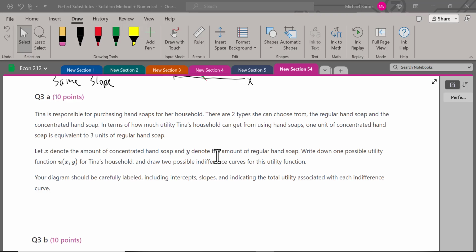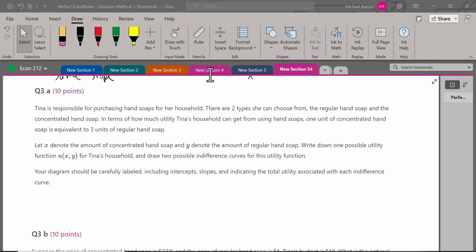Write down one possible utility function for Tina's household and draw 2 possible indifference curves for this utility function. It's one possible because obviously you could have monotonic transformations. So I'm going to write down what I think is maybe one of the simplest ones. But you could obviously have a different utility function as long as it is consistent with these preferences. So your diagram should be carefully labeled, including intercepts, slopes, indicating total utility associated with each indifference curve.